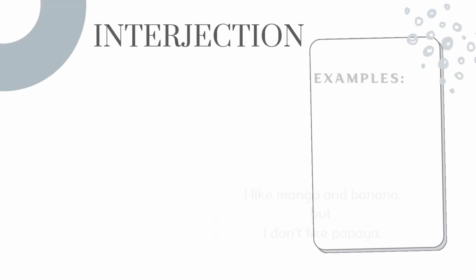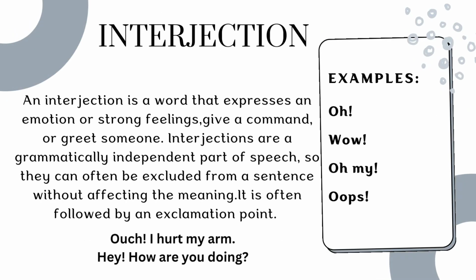Interjection. An interjection is a word that expresses an emotion or strong feeling. It gives a command or greets someone. Interjections are the grammatically independent part of speech, so they can often be excluded from a sentence without affecting the meaning.